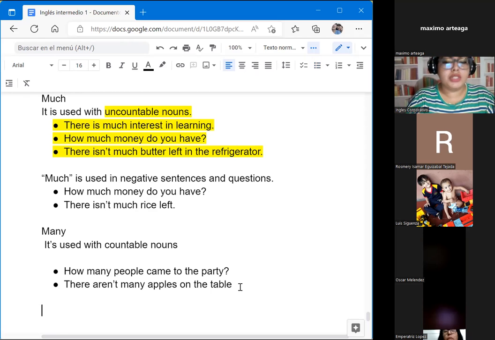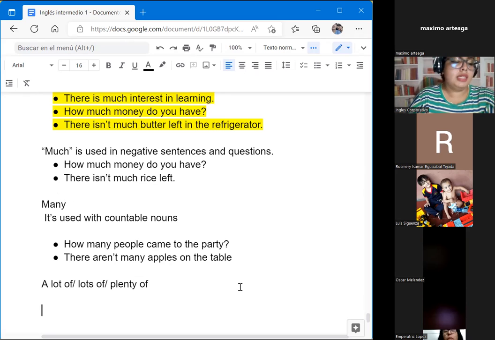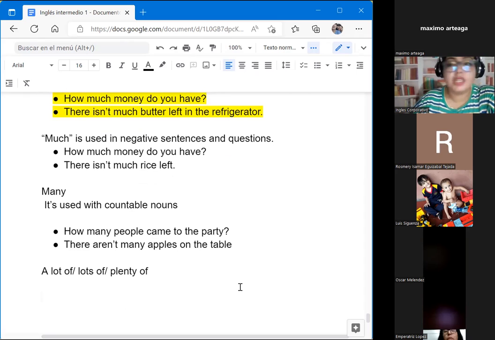Another expression of quantity is a lot of, lots of, plenty of. And it says that a lot of and lots of can be used with both countable and uncountable nouns. A lot of and lots of are used in positive sentences.